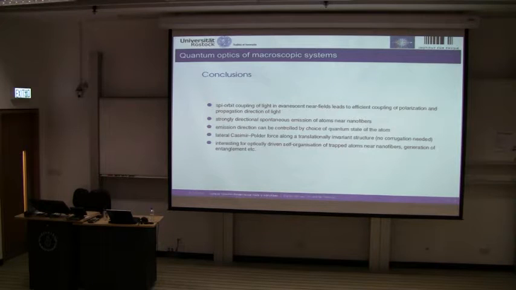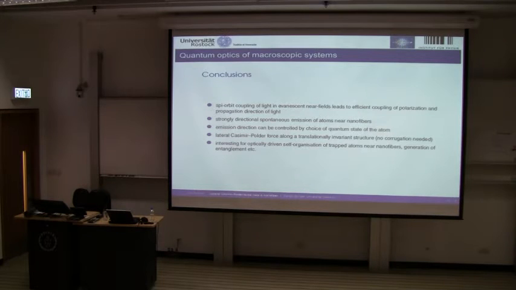I believe time's up for me now, almost. So I come to the conclusions. There's one misprint, I'm sorry. We have a spin-orbit coupling of light in evanescent near fields, which, as I've shown you, actually leads to a rather efficient coupling of the polarization and the propagation direction of light. When I say rather efficient, it's been shown to values, or ratios, of 40:1 coupling.